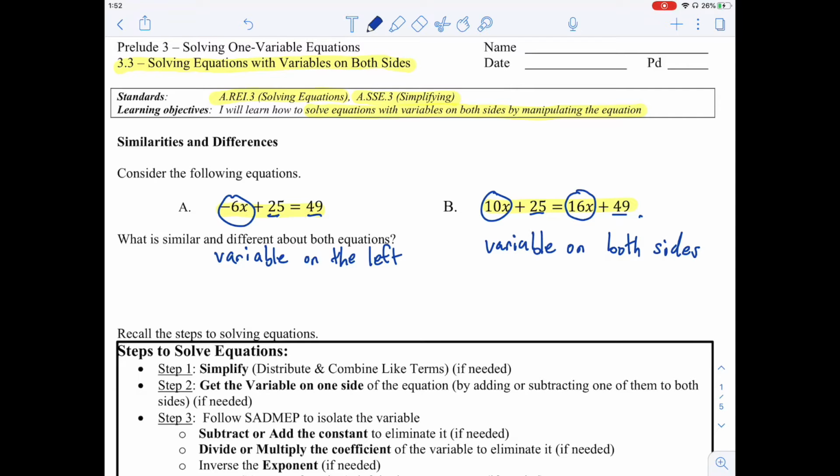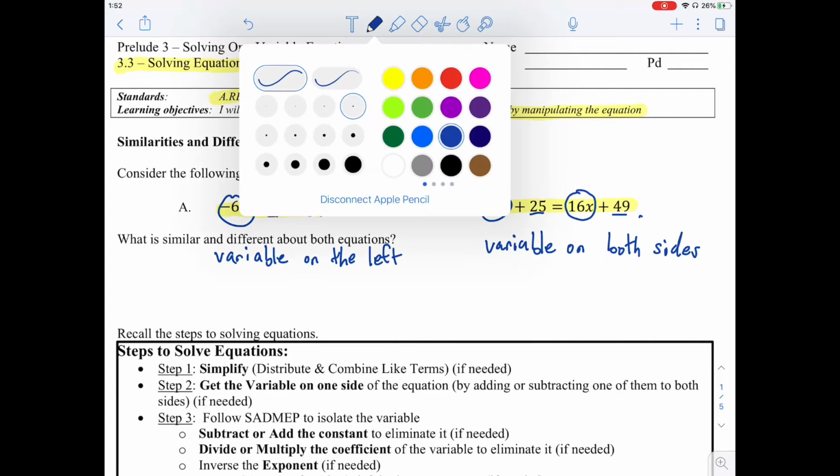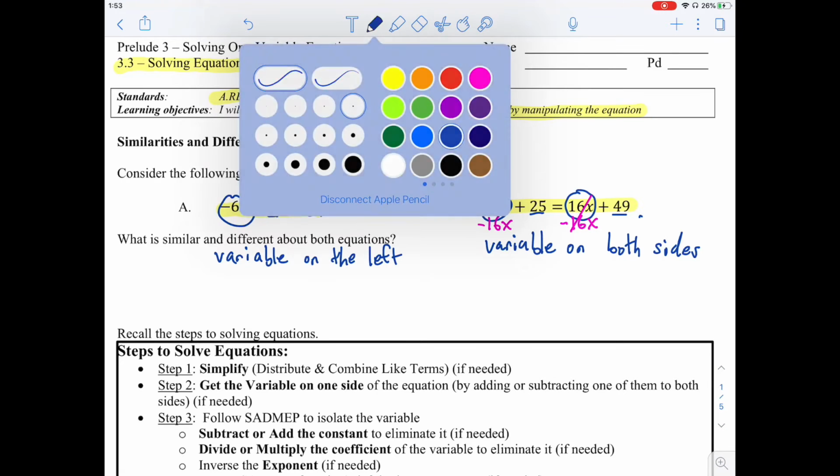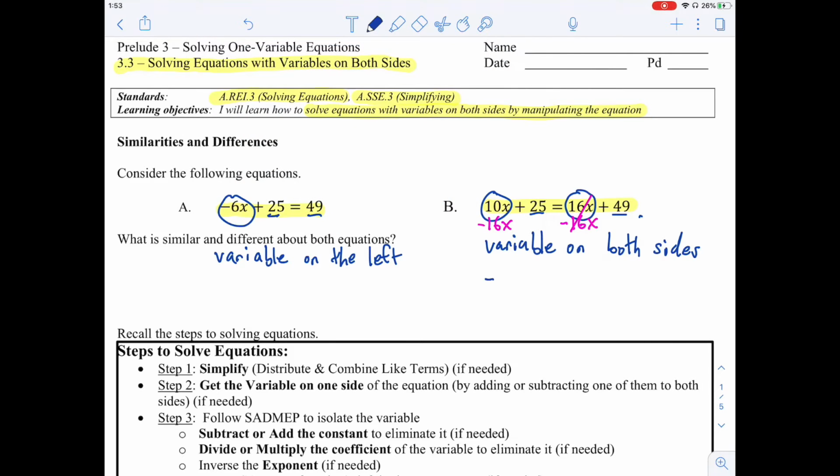Well, we can manipulate this equation on the right. Like we could subtract 16x to both sides, and we can do that. So this is going to cancel 10x minus 16x. So 10 minus 16 is going to be negative 6. So negative 6x, bring down the plus 25 equals, bring down the 49. And now you can see that both equations are exactly the same.